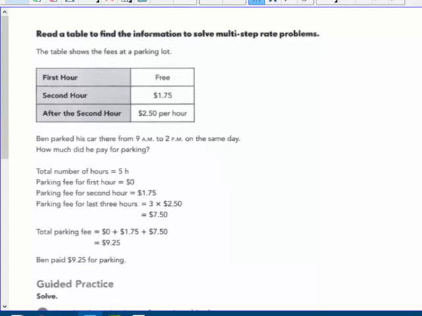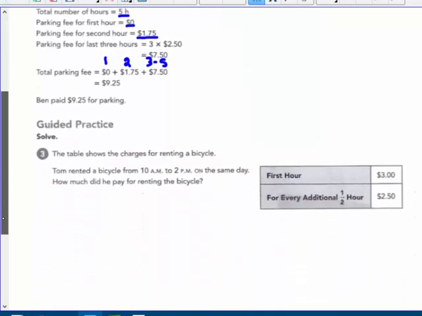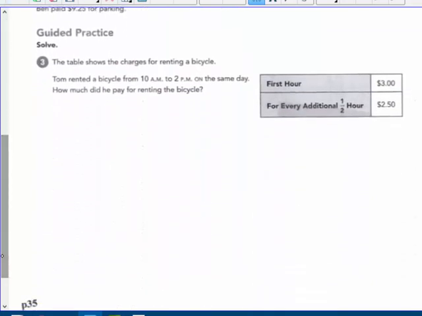So Ben parked his car from 9 a.m. to 2 p.m. on the same day. How much did he pay? Well, it's a total of 5 hours from 9 to 2. The parking fee for the first hour is $0. For the second hour, it's $1.75. So that's 2 of the hours, which means we have 3 hours left at $2.50, which is $7.50. So hour 1 plus hour 2 plus the hours 3 through 5, you get a total of $9.25 for parking.